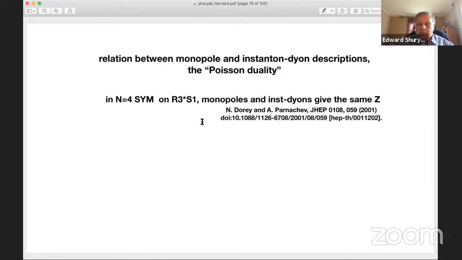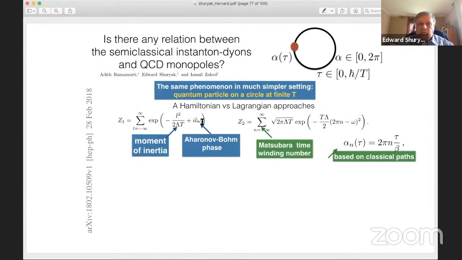So I will show one simple example which we found in this paper 3 years ago, which shows how it works in this simple example. So the example is just a particle on a circle, a quantum particle on a circle at finite temperature. So again, there are two circles. One is the circle of location, this angle. And the other circle is tau. Tau is also a circle with circumference, this Matsubara circumference.